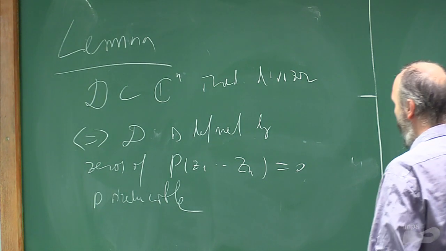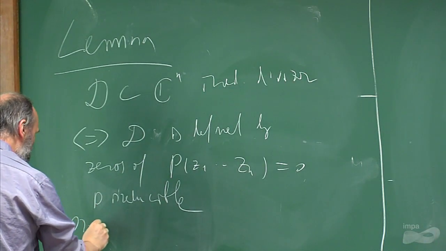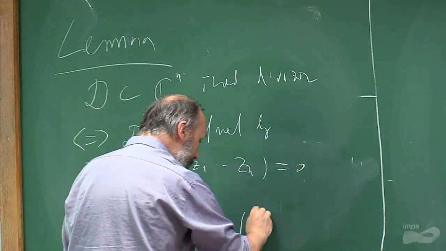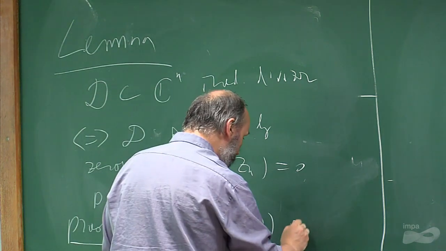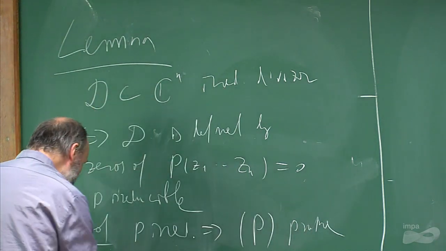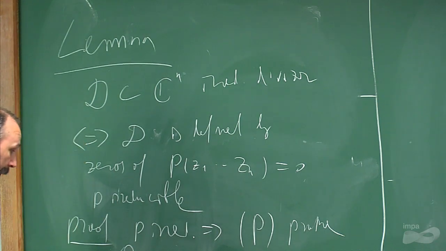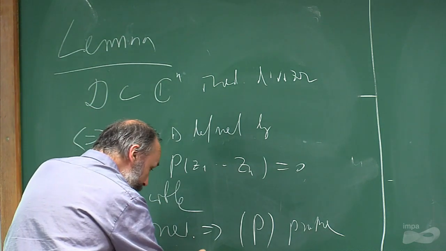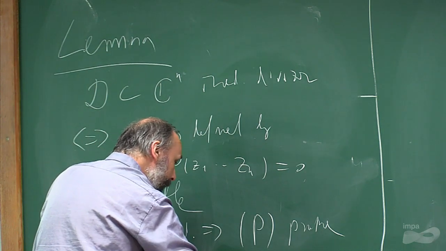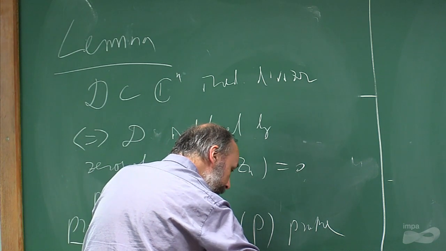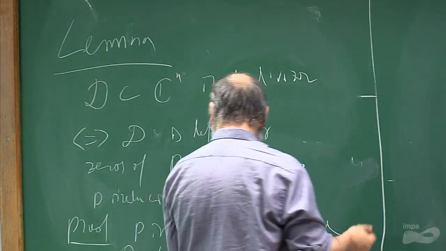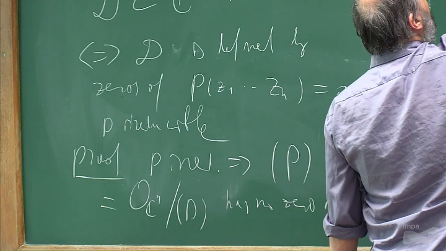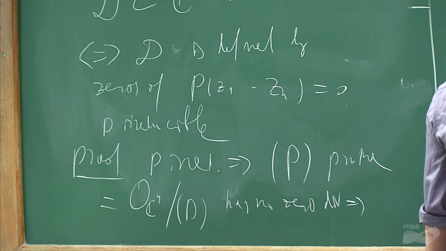Let's prove it. So, proof. First, if p is irreducible, then the corresponding ideal is prime. And then the quotient, we take all polynomial functions on Cn, take its quotient by p, has no zero divisors. Then it is irreducible. So let's call this D. D is irreducible. Clear?